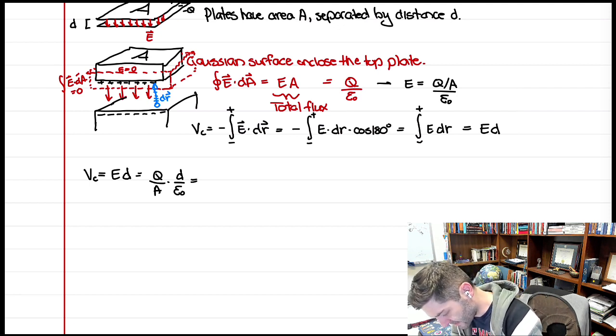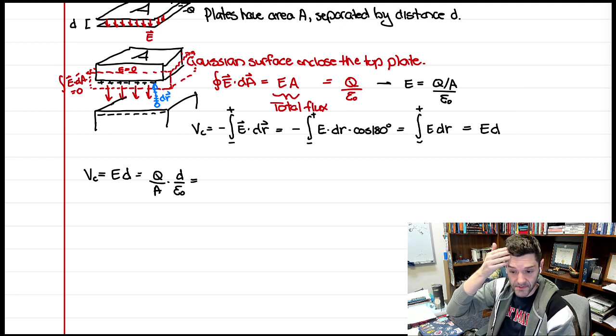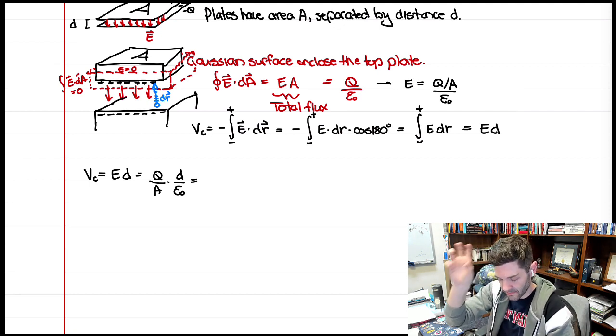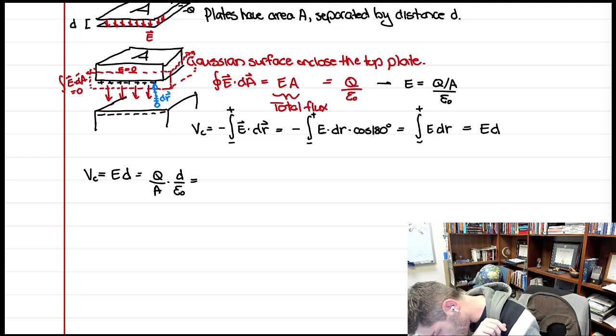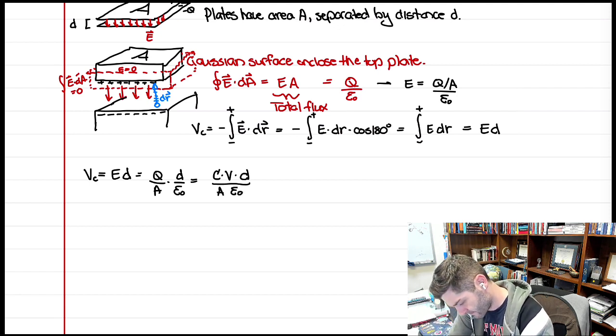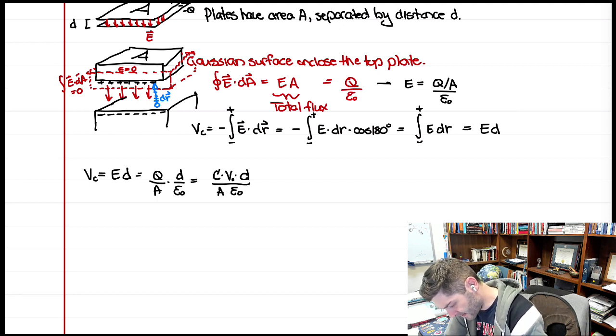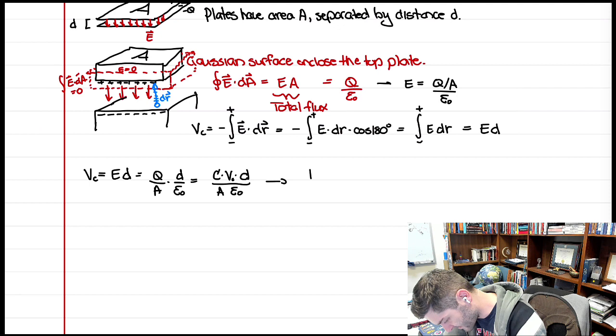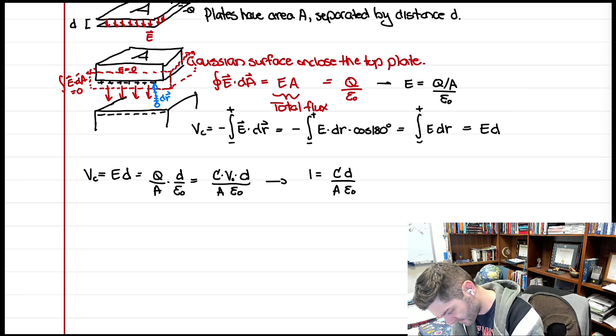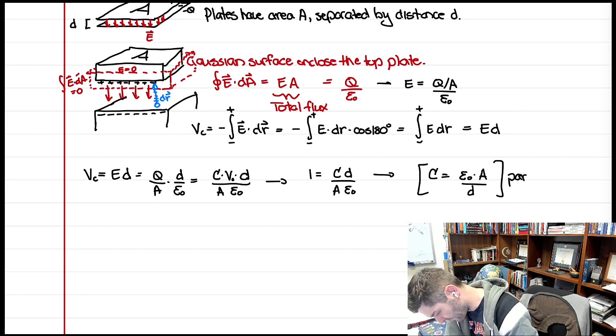Now let's actually use the capacitance result, that Q is the capacitance times V. So I'm going to write this as C times V. Then everything else, there's a D still, there's an A still, there's an epsilon naught. Notice there's a V on both sides, so I can cancel that out. So 1 equals the capacitance times D over A times epsilon naught. Or I can solve for the capacitance, and it's epsilon naught times the area A divided by D. And this is true only for parallel plates.